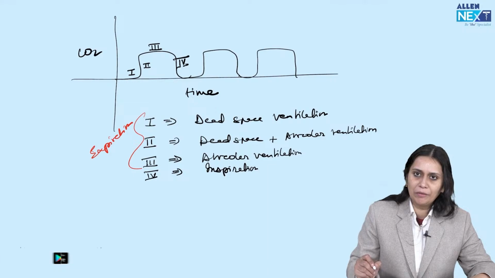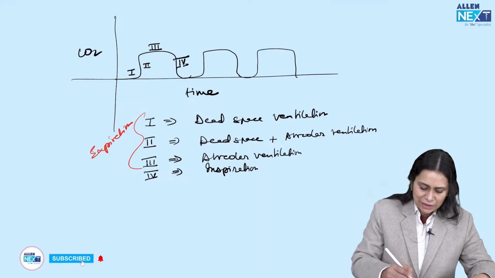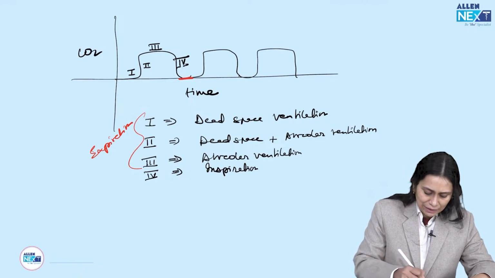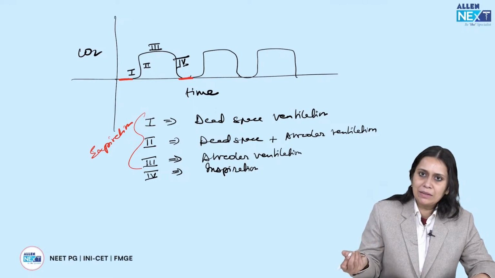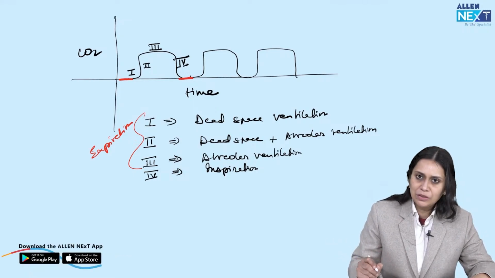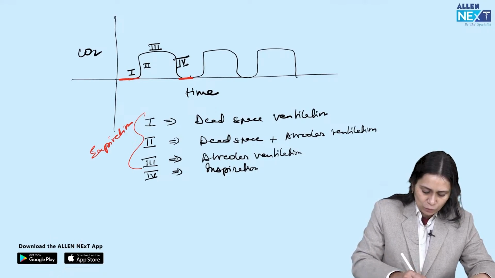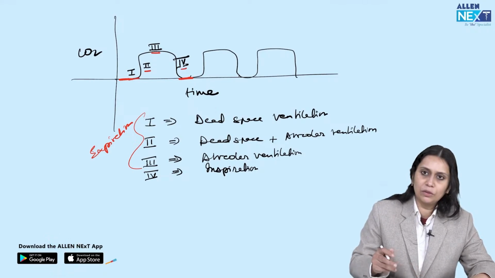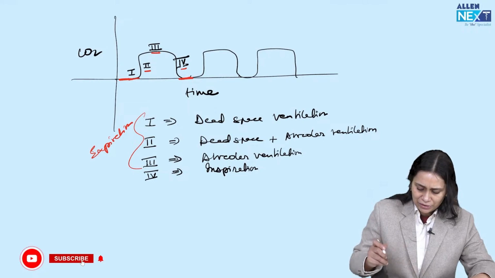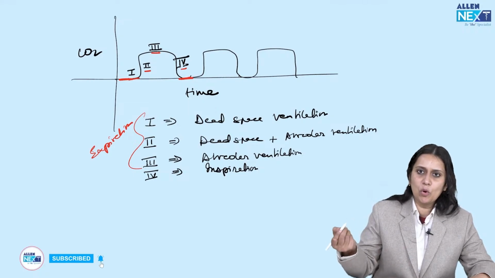So this is a normal graph. In inspiration, it will touch the baseline, because in dead space the gases are the same as your inspiratory gases, so it's a 0, it's a baseline. So phase 1, phase 2, phase 3, phase 4. Now let us very quickly discuss some abnormal graphs.